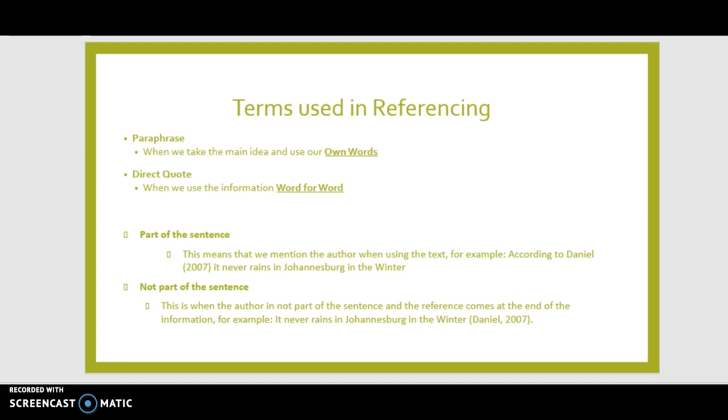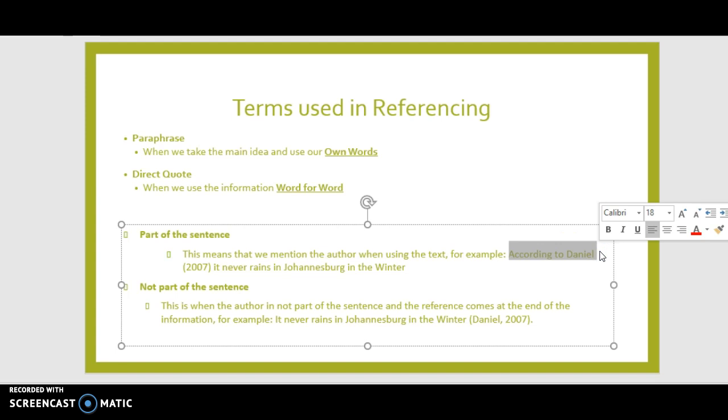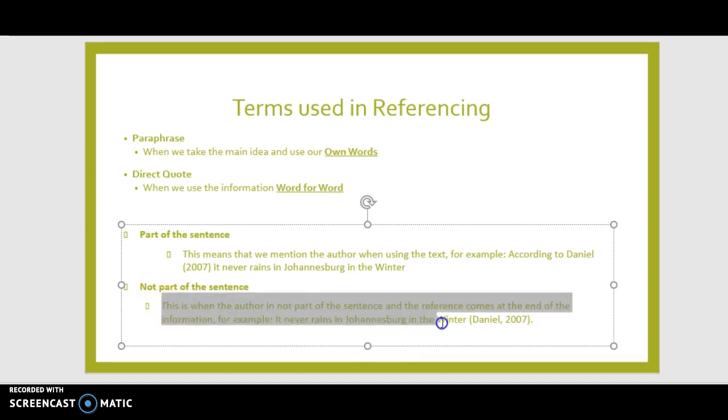A direct quote is when we use information or a sentence word for word using quotation marks. Please remember it needs to be word for word. The next one is part of the sentence. This means when you're writing sentences such as according to Daniel, or it was estimated by so-and-so, or it was summarized by so-and-so, anything like that, but it's where the author's name is part of the sentence and not within the brackets, and just the year is in the brackets. When we say something is not part of the sentence, that is when we paraphrase the entire sentence and then we put the entire reference at the end of that sentence.